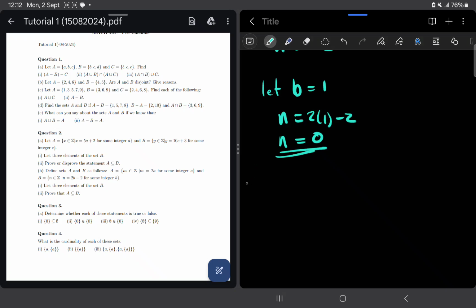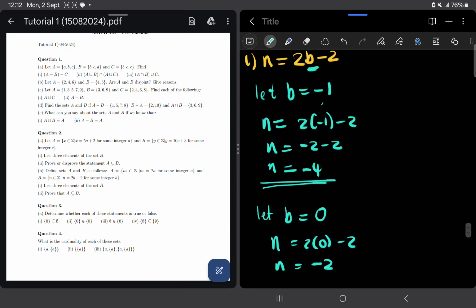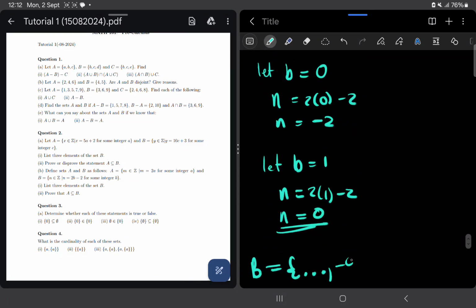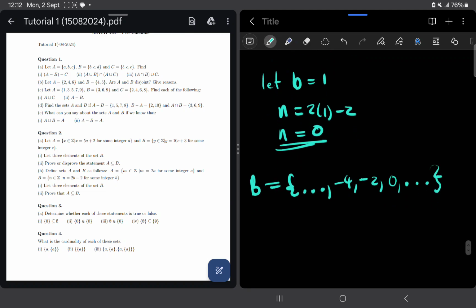So I can list that set B, using listing notation, it's equal to dot, dot, dot, ellipsis points, which means it keeps going on. Then you say comma, then what is it? For minus 1, it was minus 4. Then for 0, it was minus 2. Then for 1, it was 0. Then you keep going, dot, dot, dot, ellipsis points, which means you keep going. And here we've listed 3 elements.